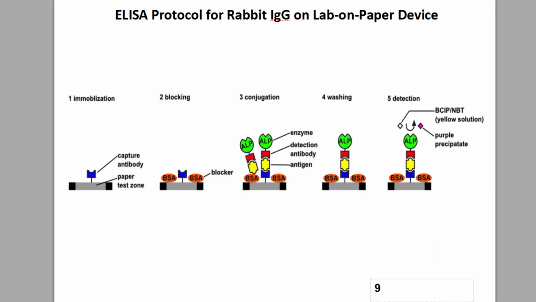The next step is to demonstrate that the device can autonomously conduct an assay that requires more than one reagent. For that, we selected to do an enzyme-linked immunosorbent assay, or ELISA.